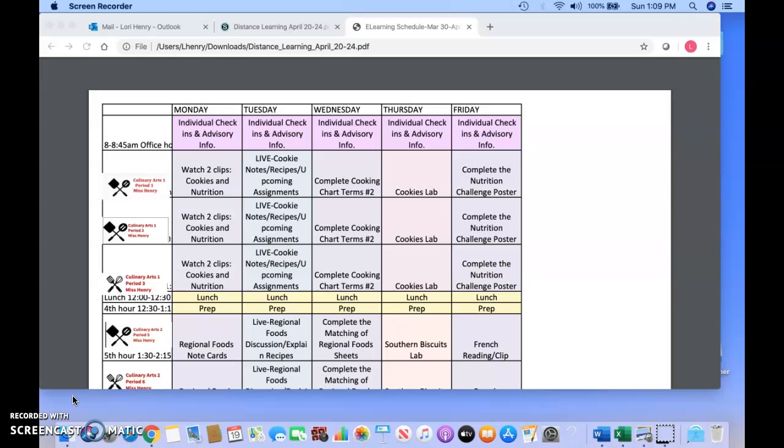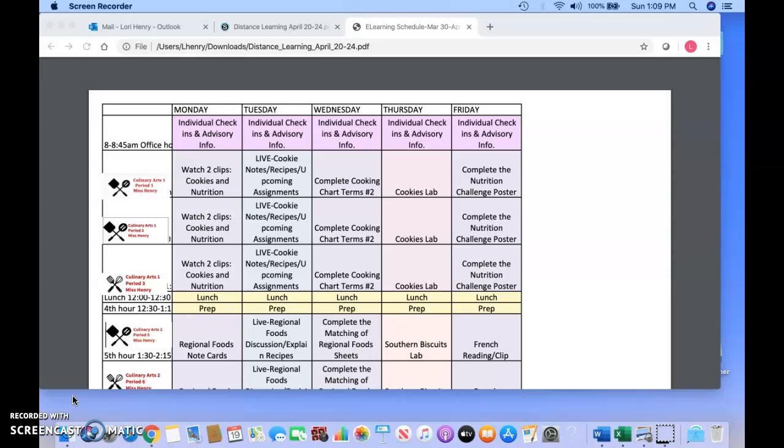I also gave you the page numbers and attached the pages from our book to find the answers. And then once you're done with that, you will submit it to the assignment. Tuesday we'll go live just to get some updates on the direction we're going, explain the Southern Biscuits recipe, and what is happening next week.